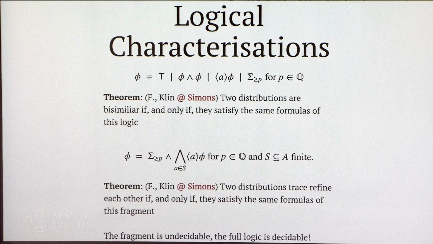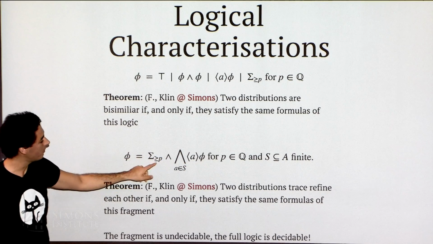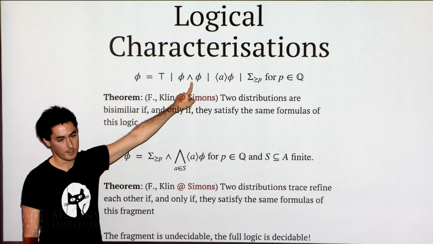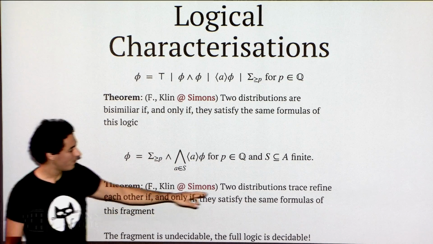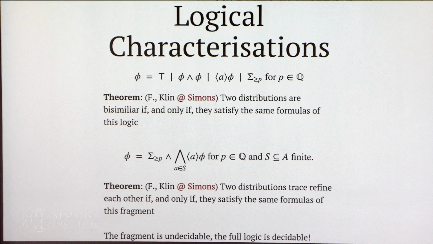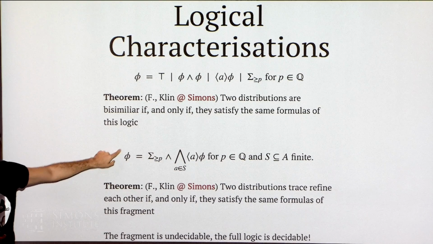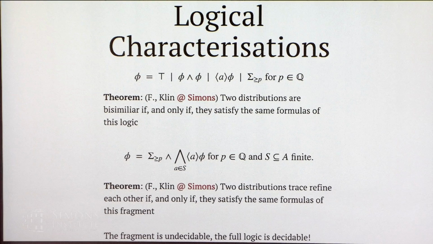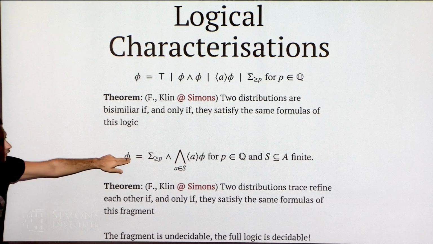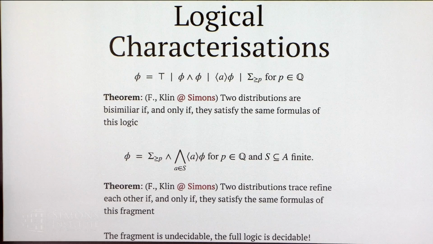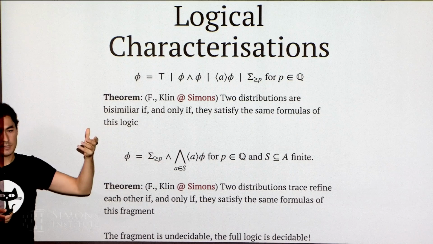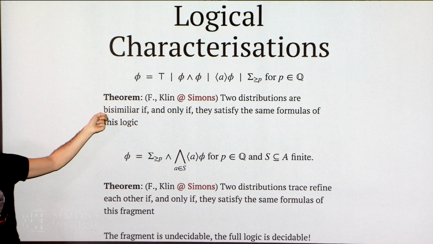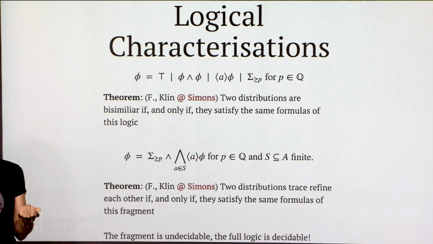And now there's a syntactic fragment, which restricts the use of disjunction. So you don't want to have conjunctions, and then this fragment, whatever it precisely is, characterizes trace refinement. So now two distributions trace refine each other if and only if they satisfy the same formulas of this form, which again you should read as: two distributions do not trace refine each other if and only if I can find a formula of this form that distinguishes them. And this is a sort of surprising thing. You have a full logic whose distinguishability is a decidable relation, and you have a fragment of it whose distinguishability question is undecidable.